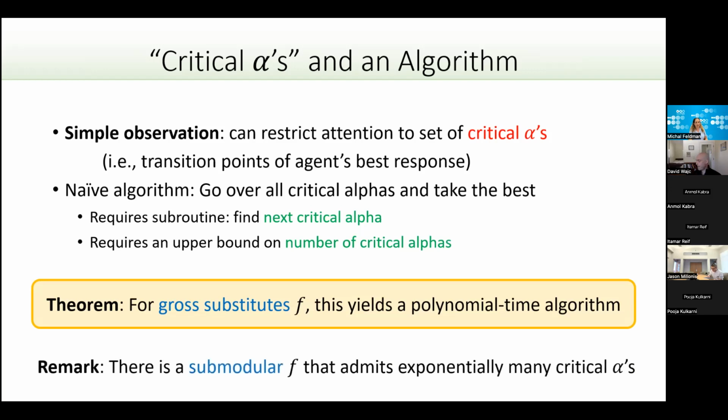By the way, as a remark, this is no longer true for submodular functions, which may admit exponentially many critical alphas. In fact, we can build a submodular function that spans the entire collection of sets. So it has 2 to the n possible critical points. So the agent's best response spans the entire collection of subsets.